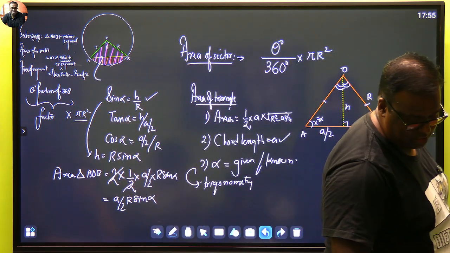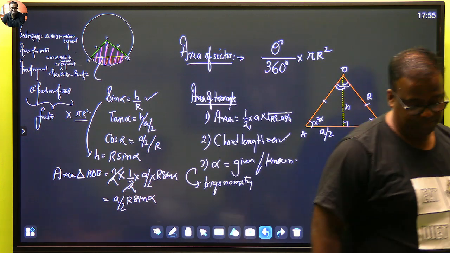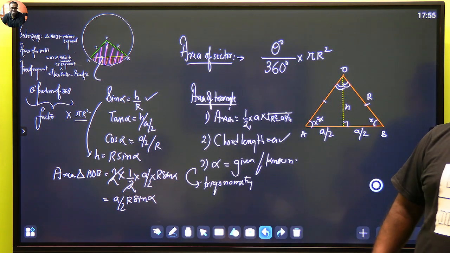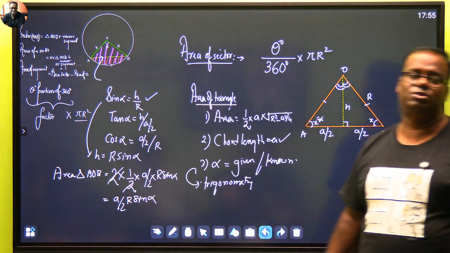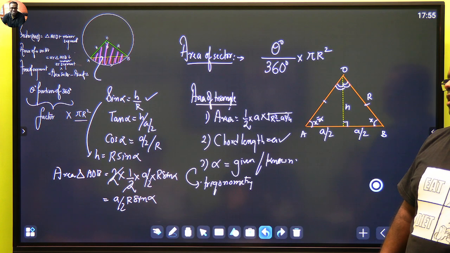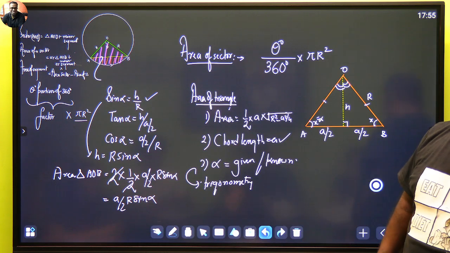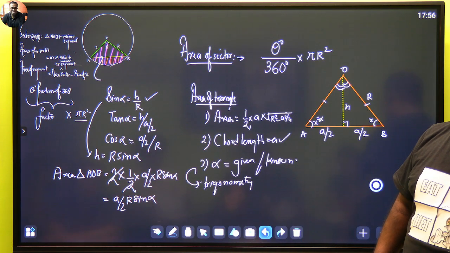Shall we? 2 classes. 1 class today and 1 class after this. Unless and until pi is specified to you, try to take it as 22 over 7. If they say take it 3.14, then only go for 3.14. And fraction is always better to handle than decimal. Remember that.